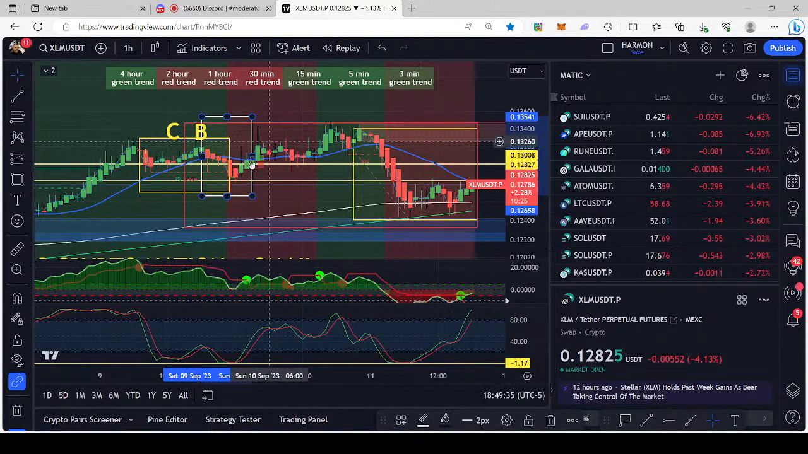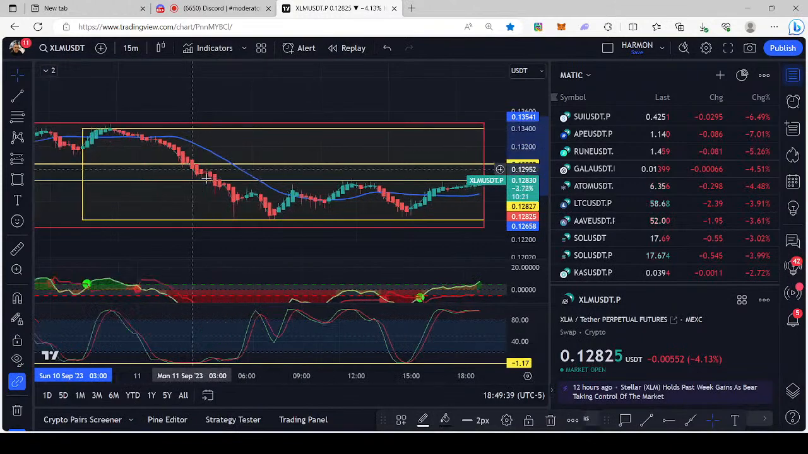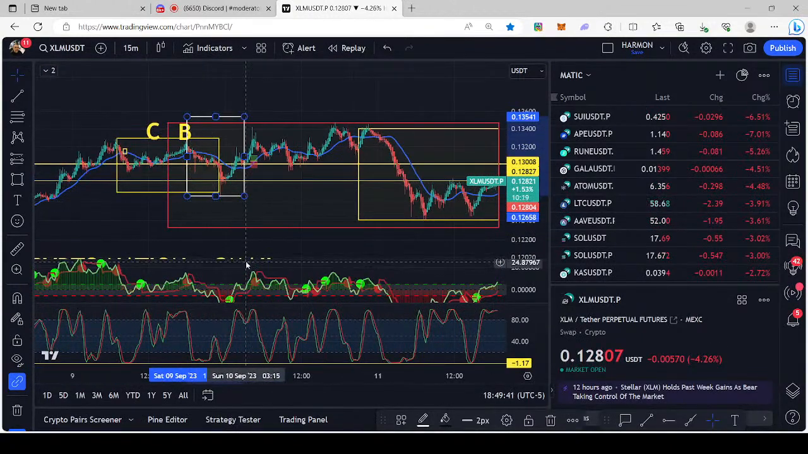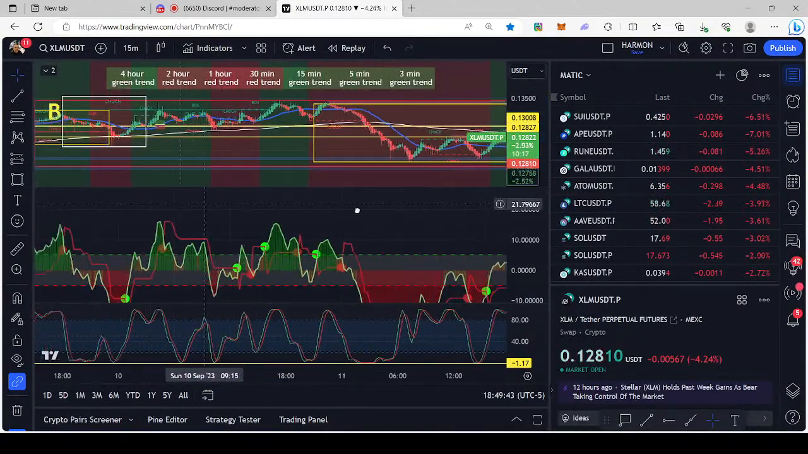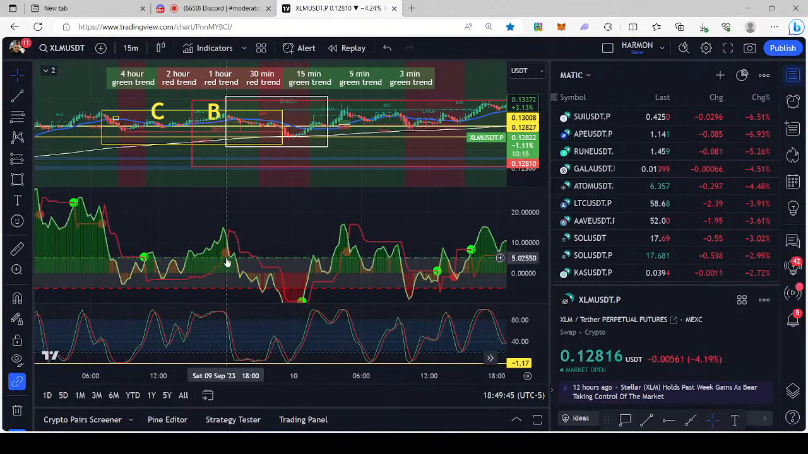This is where I would be looking, and as soon as that starts to head down, I would jump over to my 15-minute, and I would be looking for confirmation of this trade, which is what you see right there: 15-minute red moon, right? That's my confirmation. Boom, boom. So 15-minute red moon, there we go.